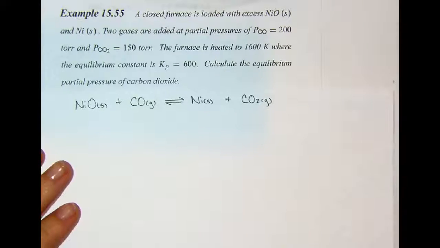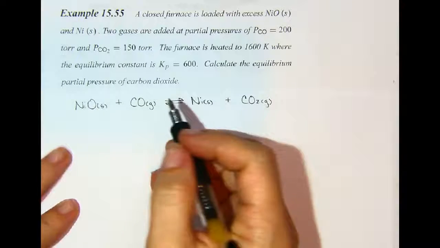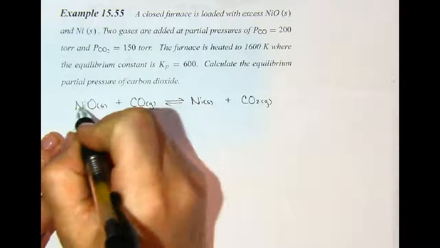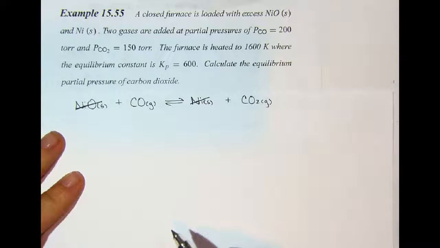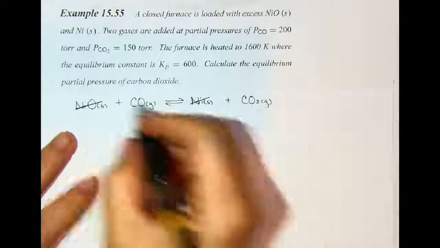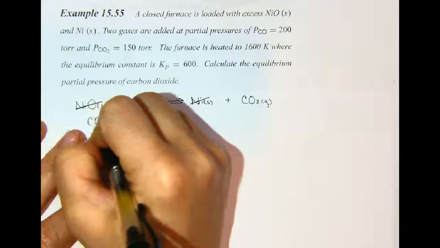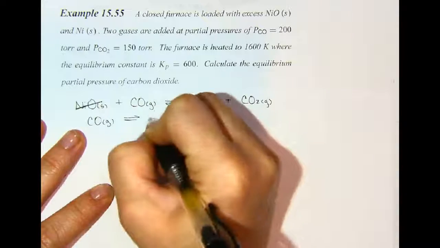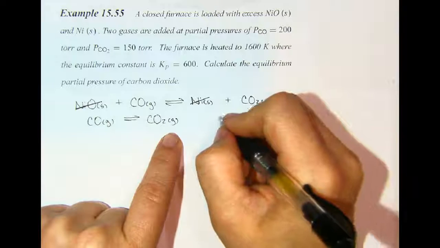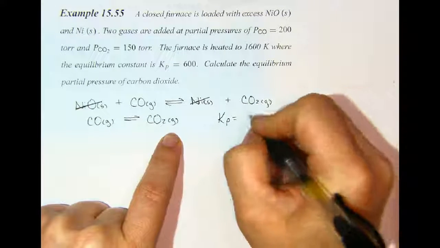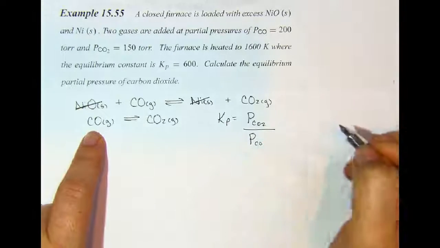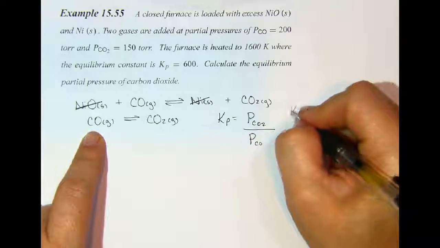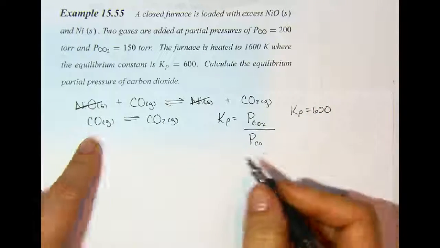So first I've rewritten the equation here, and it's important to note that we do not include solids in our equilibrium expression because they just equal 1. So I'm actually going to rewrite this without the solids just because it's friendlier to my eyes when I'm doing this calculation. So I'm going to write the equilibrium expression, which is Kp equals the partial pressure of CO2 over the partial pressure of CO. We are told that we have a Kp of 600.